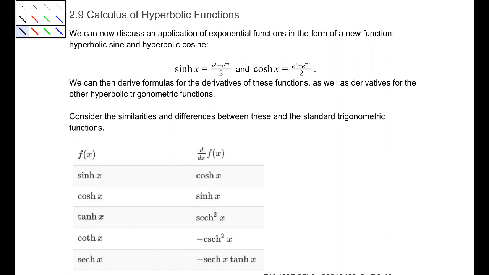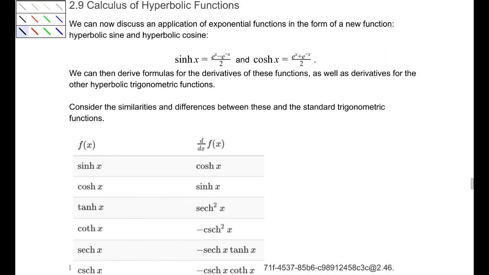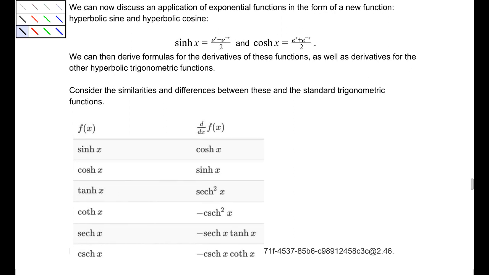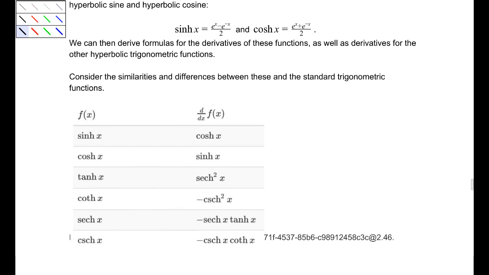Now, you can break any of these functions down in this table right here. You can break any of them down in terms of sinh, cosh, and e's, and derive these derivatives as well as the integral formulas. But for the most part, we really just need this chart. So this summarizes all of the derivative rules. We have f of x in the left column, the derivative of f of x in the second column, and if you look at them, there are a lot of similarities.